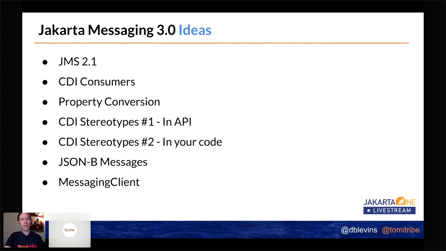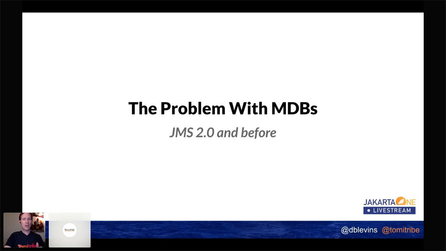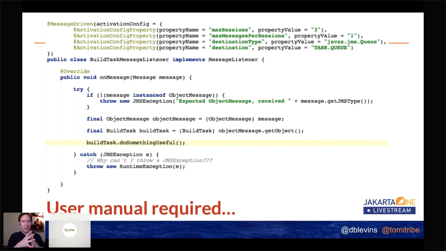I'll get into these a bit later, but first let's describe what it was and why it was important for us to add these annotation-based APIs. So here is a message-driven bean. This is the only annotated way to consume a JMS message in Java EE 8 and Jakarta EE 8. And there are several things that are wrong with it.